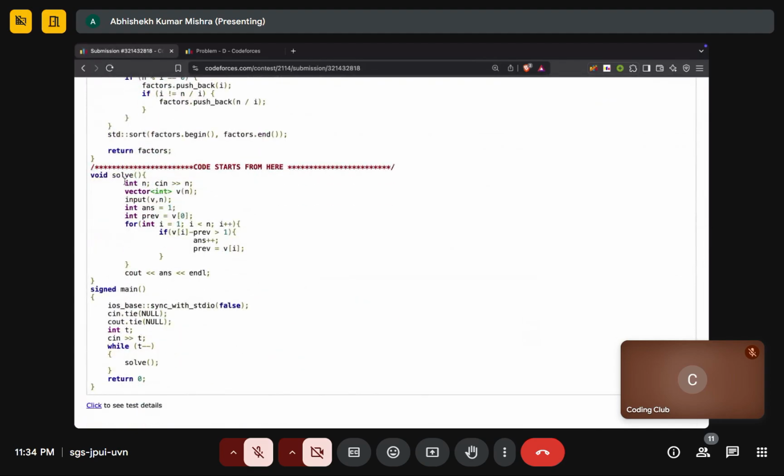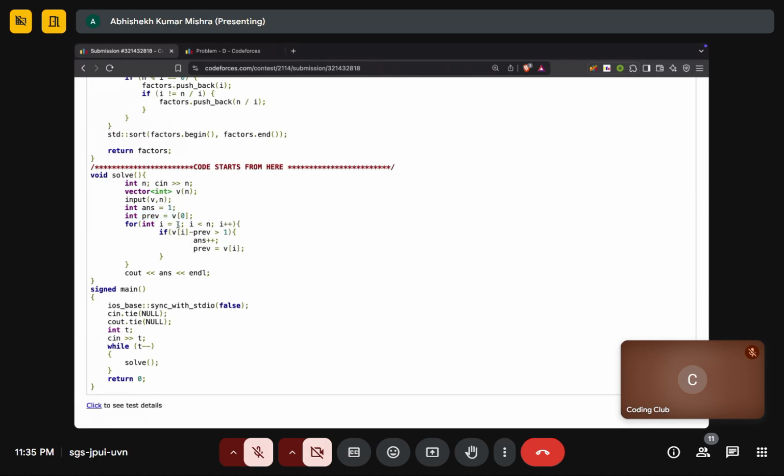Here n is the size of the array. I have declared a vector and taken the vector as input. Now int answer is equal to 1. We will always take the first element, and previous is the first. Since we have taken the first element, for the next element, the first element will act as the previous element, through which we will check if the difference is 1 or not. So this previous is v of 0.